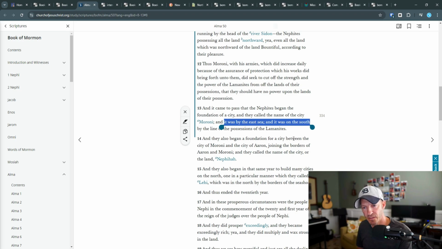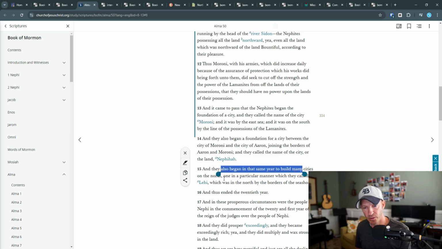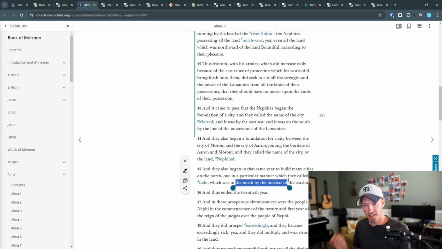And he also began the foundation for a city between the city of Moroni and the city of Aaron, joining the borders of Aaron and Moroni, and they called the name of the city Nephihah, right? So he built a second city along the new border, right? And they also began that same year to build many cities on the north. One in particular they called Lehi, which was on the north by the borders of the seashore. So now, north of Moroni and Nephihah, they're building some more cities on the borders of the seashore, right? And it says in another verse, the east seashore. It clarifies, right? Lehi is along the east seashore.